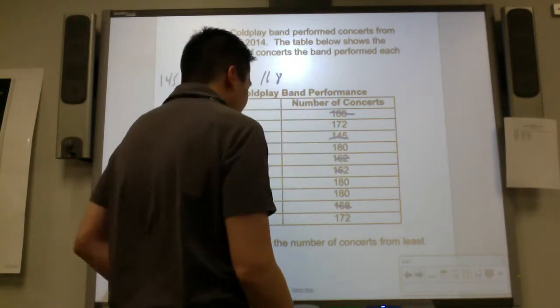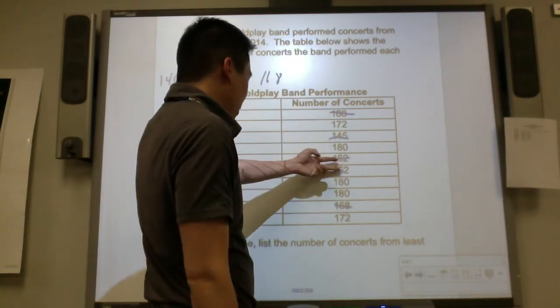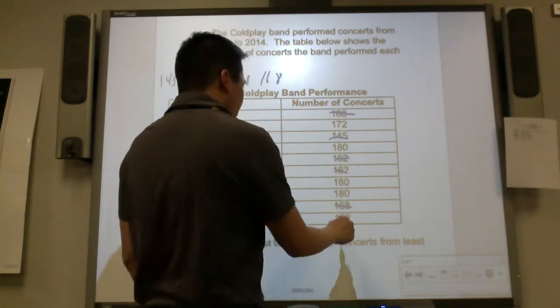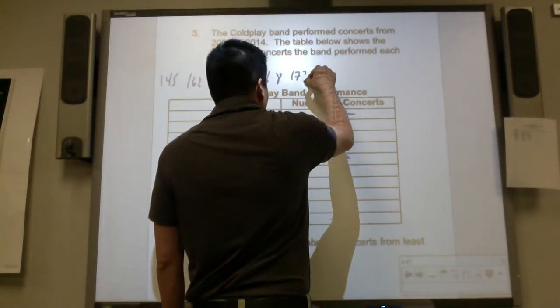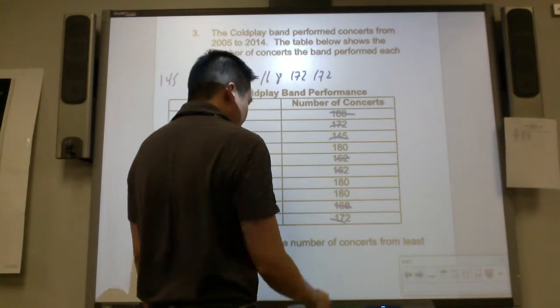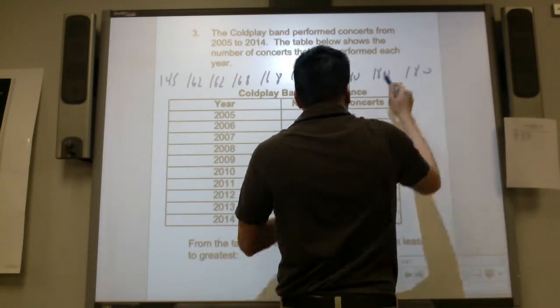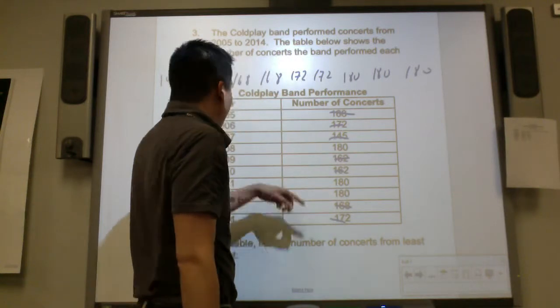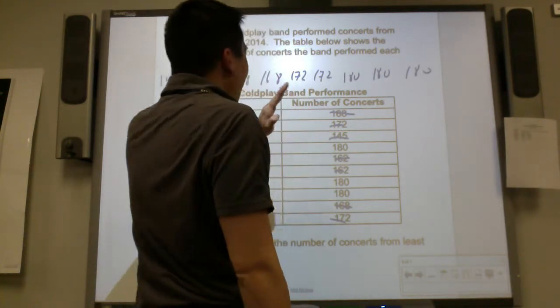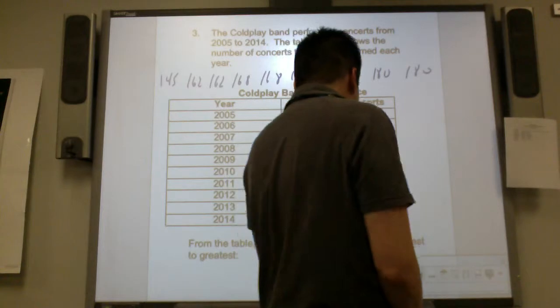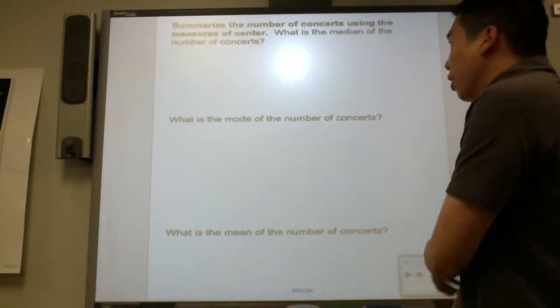Am I correct? Let's see. 145 cross out. 162, 2. Good. Yay. 172, 172, and all the 3 180s. Let's make sure I'm correct. There are 10 numbers. Do I have 10 numbers on my list? I do have 10 numbers. So I put it from least to greatest.